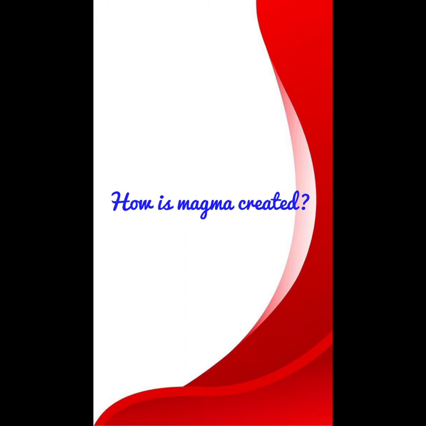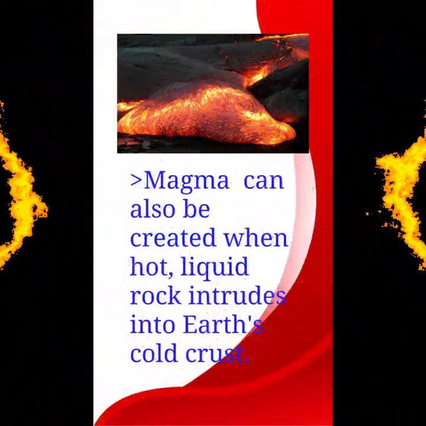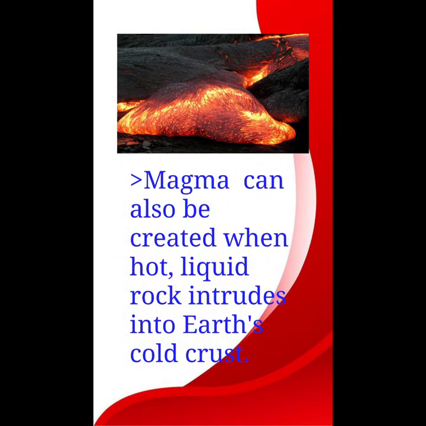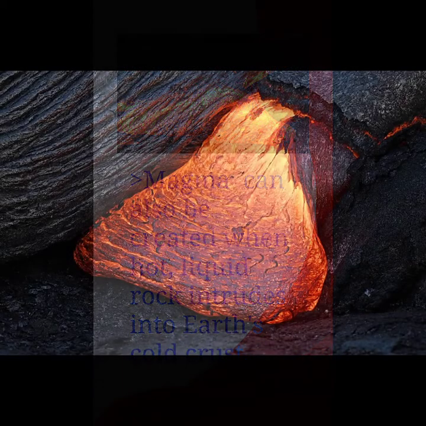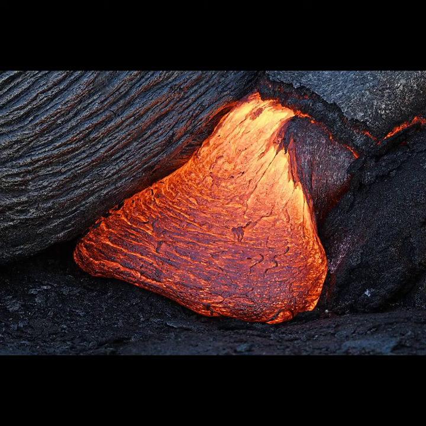How is magma created? Magma can also be created when hot, liquid rock intrudes into Earth's cold crust. As the liquid rock solidifies, it loses its heat to the surrounding crust. This is the definition of magma.